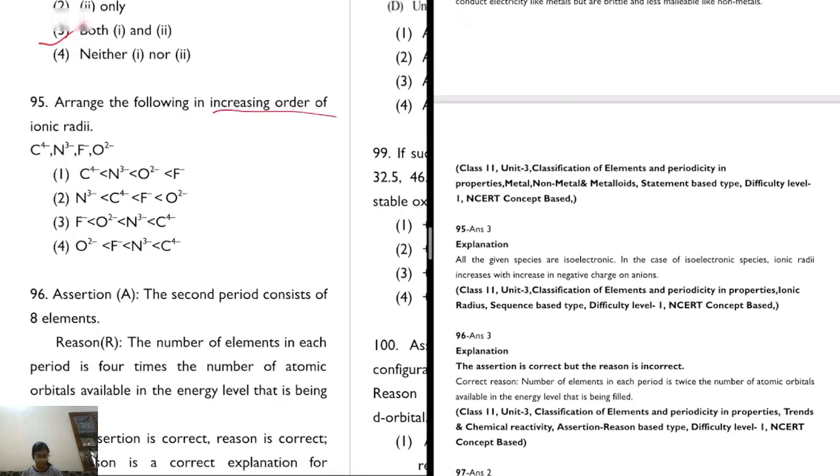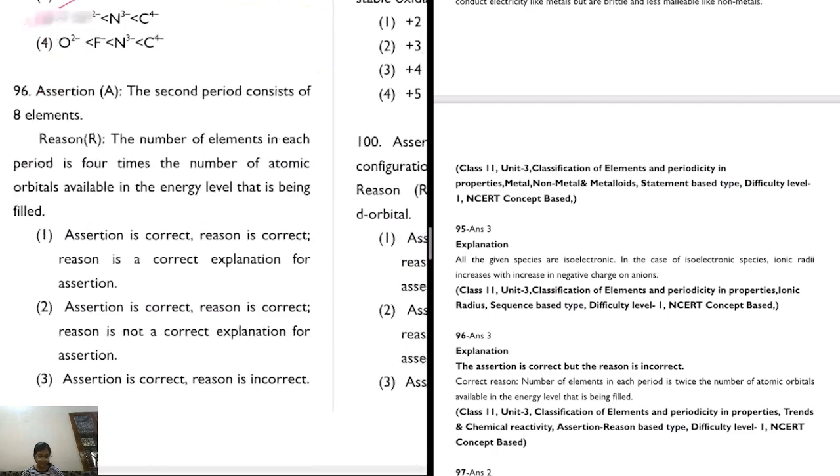Arrange in increasing order of atomic radii. Now we all know that in the case of anions, the ionic radii will be directly proportional to the negative charge. Okay, so our answer would be this. Let's see the next question.